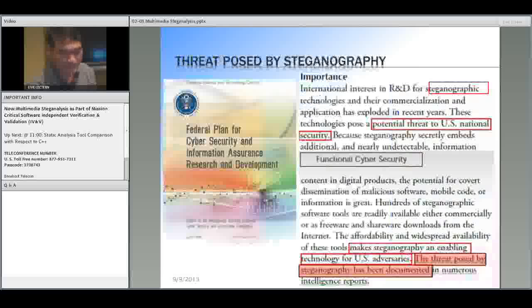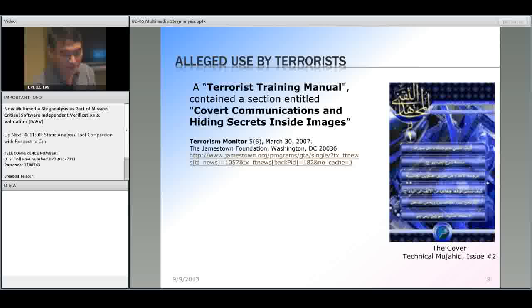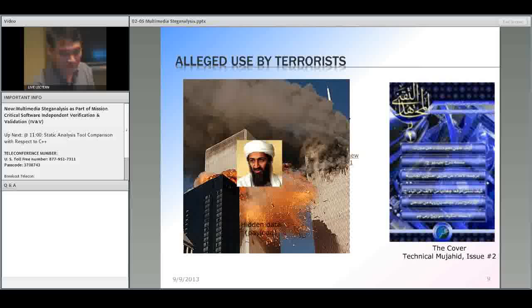This is taken from some terrorist training manual containing a section on how to do covert communications and hide secrets inside images. Images are the most popular because they are relatively small compared to videos, for example. This is another example, hiding one of these pictures in the other one.